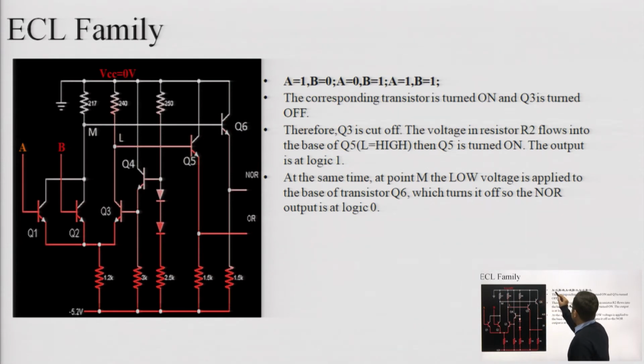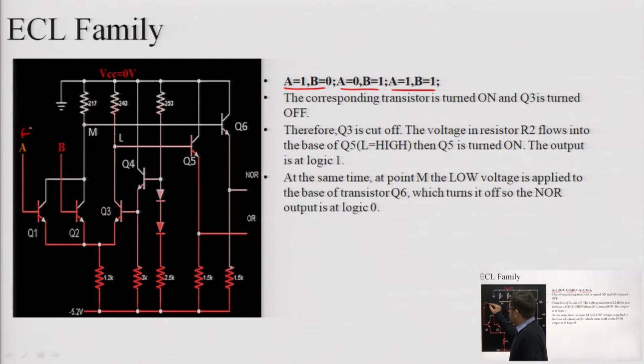So if A is 1, B is 0, A is 0, B is 1, and A is 1 and B is 1. That means if any of the input is high, that means at least there is one input which is high. Okay. So whichever is high, if this is high or this is high, then this will be NPN, NPN, NPN, NPN. Okay.